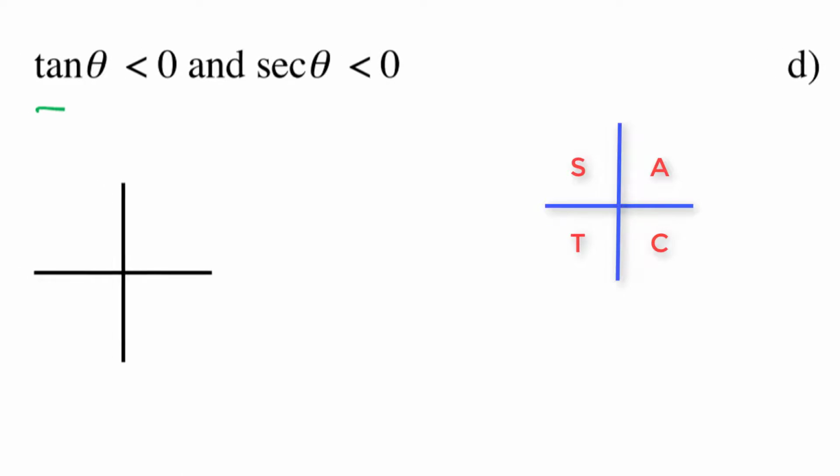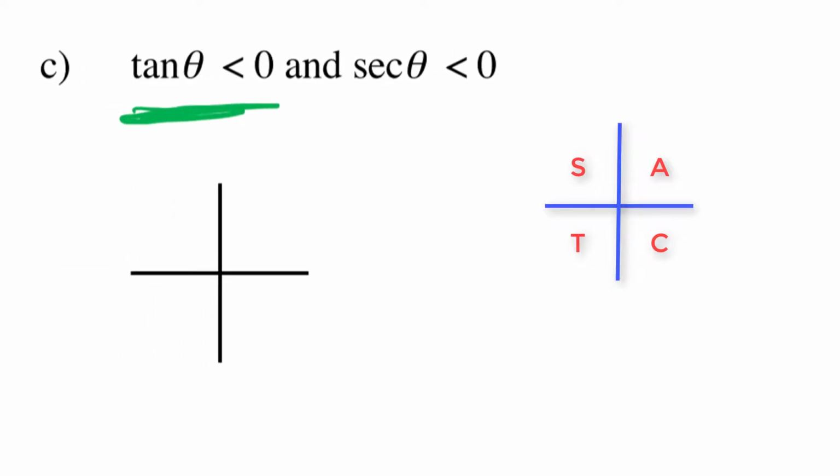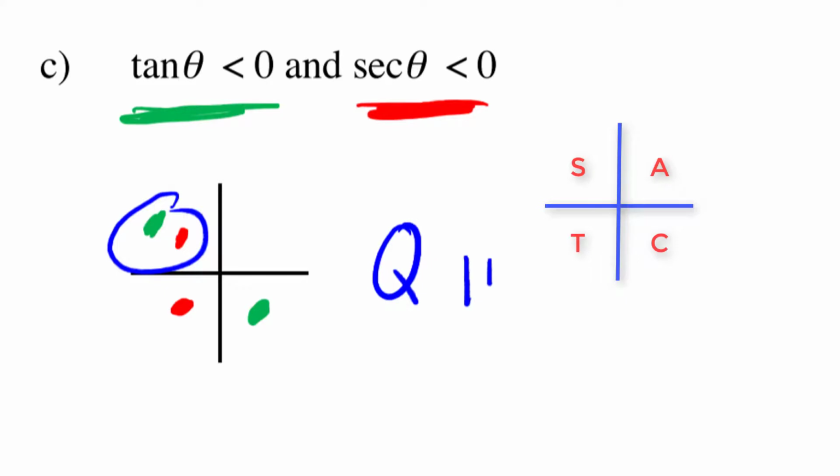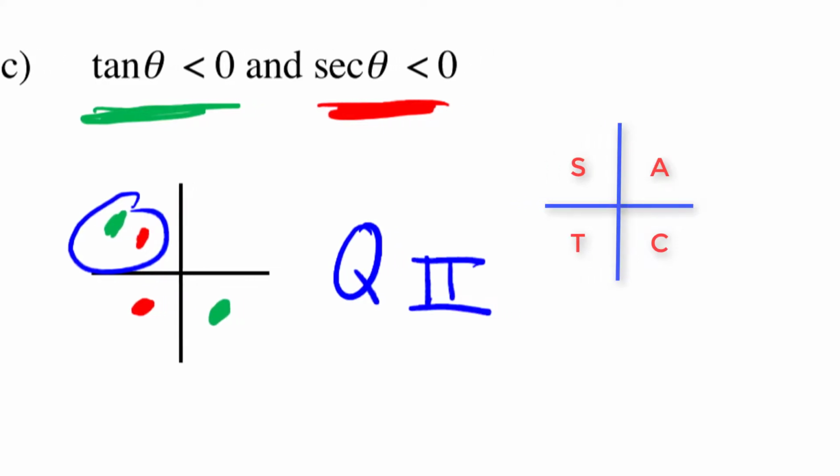Let's look at example C. Tangent is negative. That's quadrants 2 and 4. Secant is also negative. That's quadrants 2 and 3. So they are combined in quadrant 2. So that's where tangent is negative and secant is negative. It's quadrant 2. Example D.